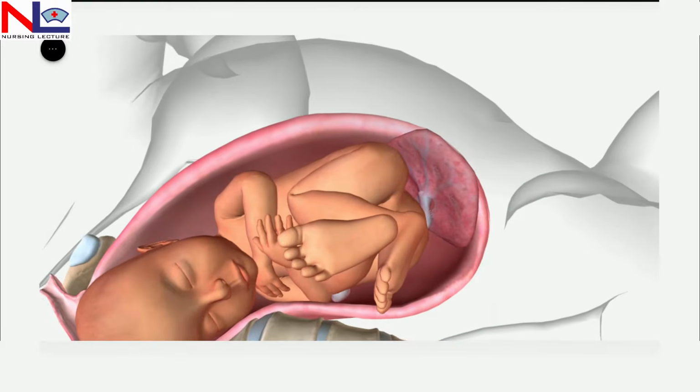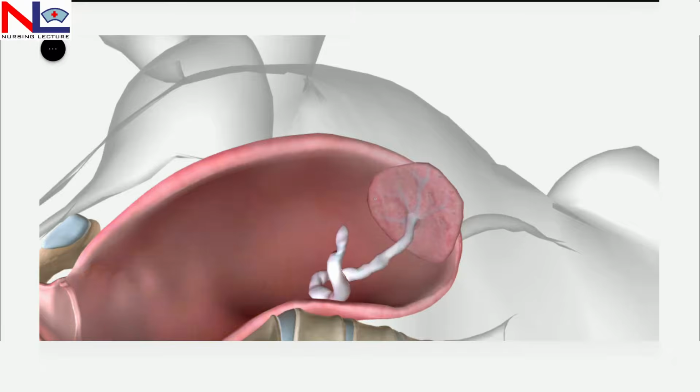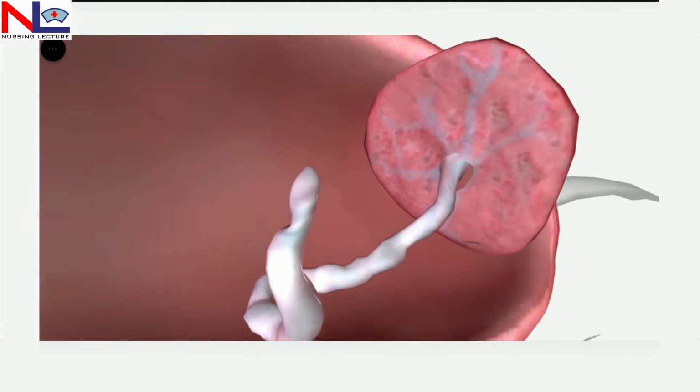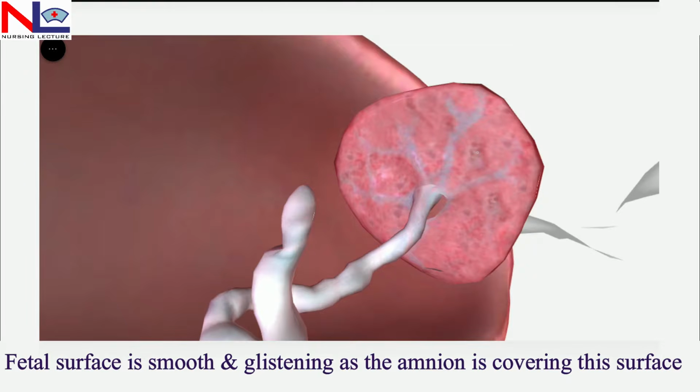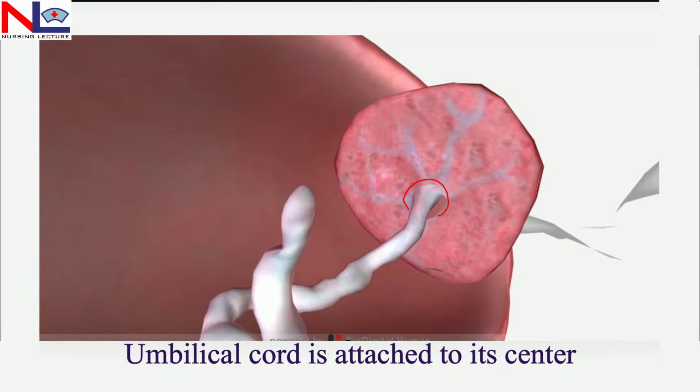So here is the fetal surface, and as it faces toward the fetus, so this surface is more smooth and glistening as this covered by a fetal membrane that is called the amnion. So it is more smooth, and in the center the umbilical cord is inserted here, and from the umbilical cord there are various blood vessels radiating from this umbilical cord, easily visible through this amnion.